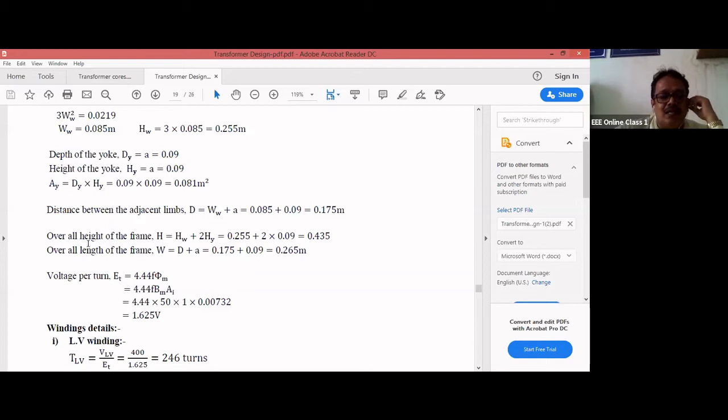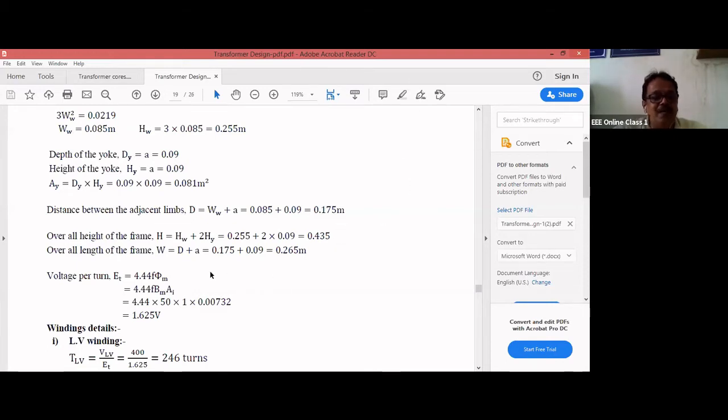You can calculate the overall height of the frame. Overall height of the frame, H, is equal to HW plus 2HY. HW you know, HY you know, substitute and you find out. It will be in meters. That is the overall height of the frame.